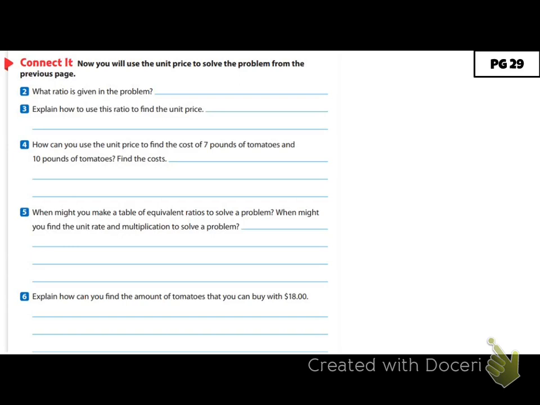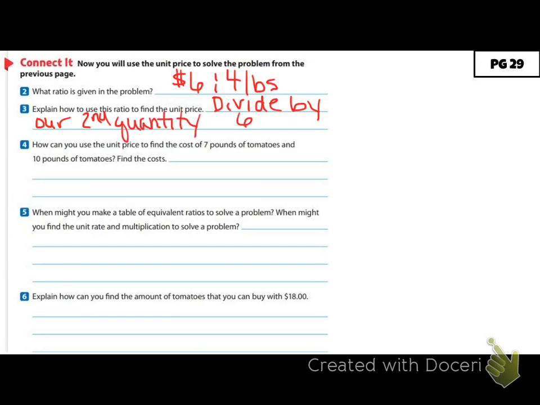So on page 29, number 2 says, what ratio is given in the problem? Our original problem. Good, it's $6 to 4 pounds. Explain how to use this ratio to find the unit price. This is just like finding our unit rate. What would we do? We would divide by our second quantity, which in this case would be 6 divided by 4.